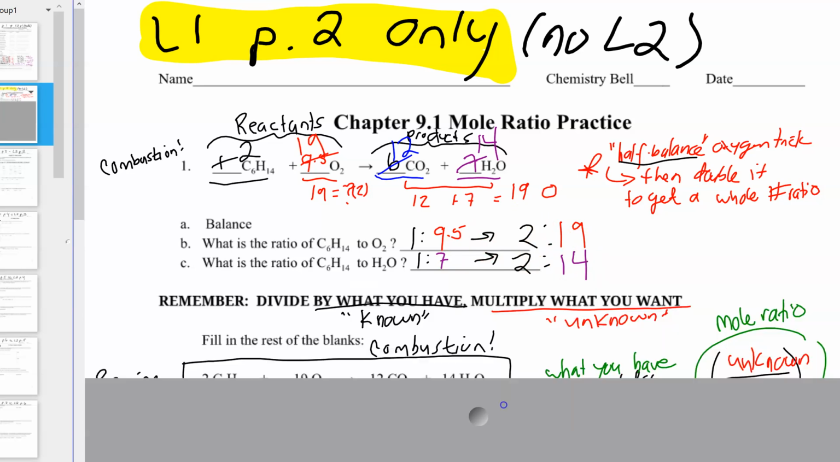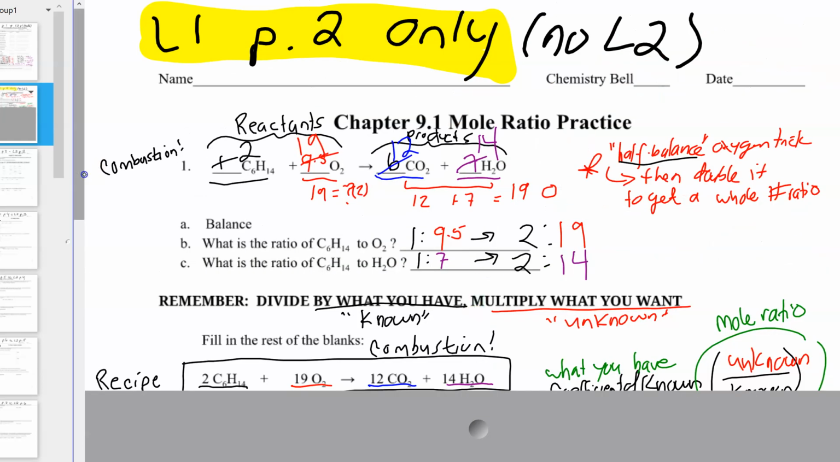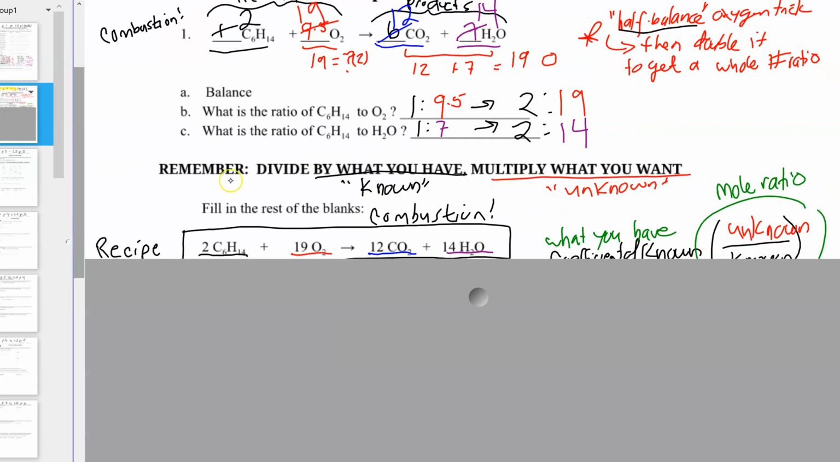Okay, let's go down to the next part, a review from what you learned in the videos. Oops, struggling here with my touch screen. So remember, divide, oops, oh boy, having all kinds of struggles here. Let's highlight this. Remember, divide by what you have, multiply by what you want.